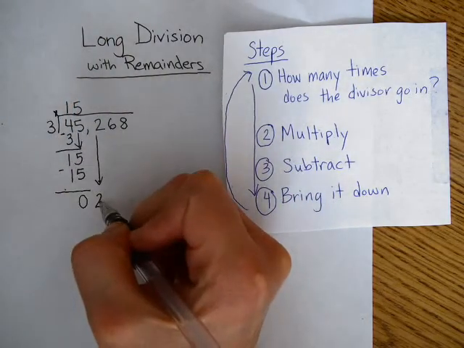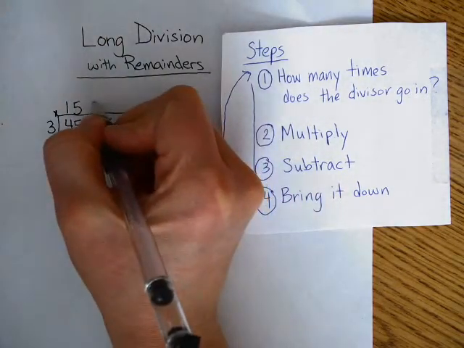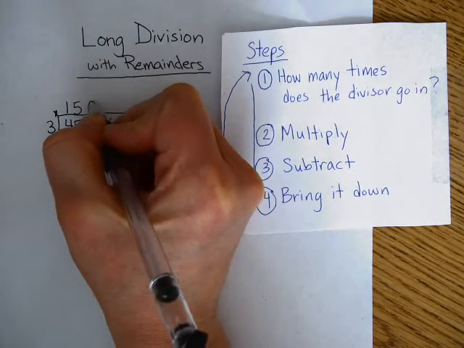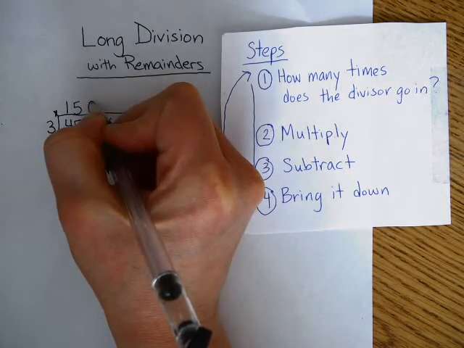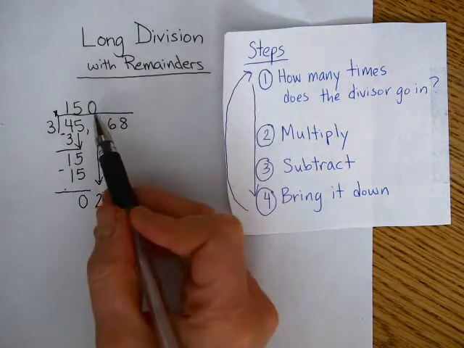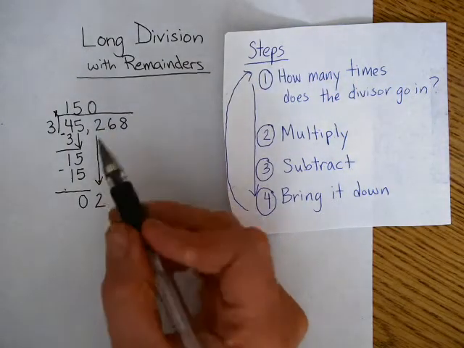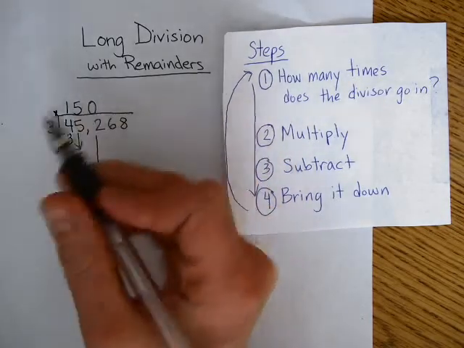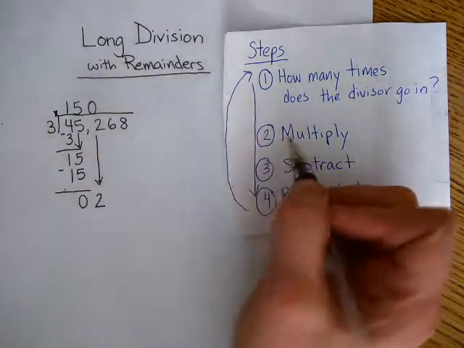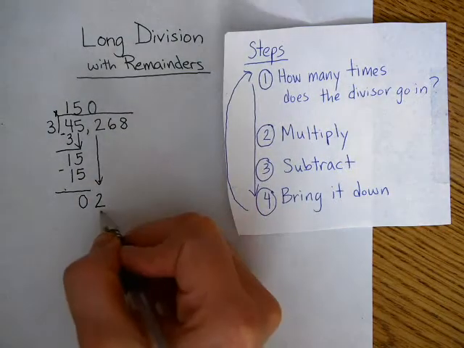3 goes into 2. How many times? 0. And you do need to write the 0. Okay, you'll get into trouble if you don't write the 0, and by that I mean your number's going to end up incorrect. Okay, you'll get the wrong number if you don't write the 0. So please make sure you remember to write the 0 up there. Okay, 3 times, and then we multiply. 3 times 0 is 0.